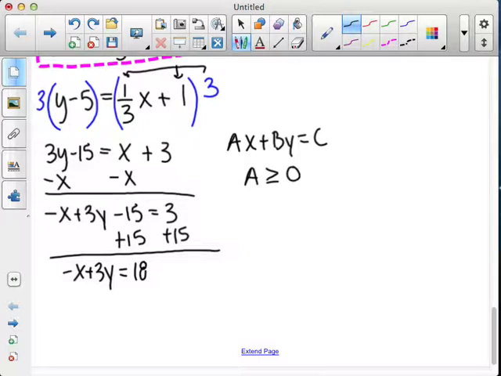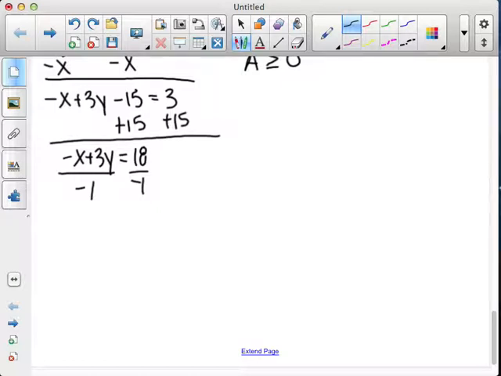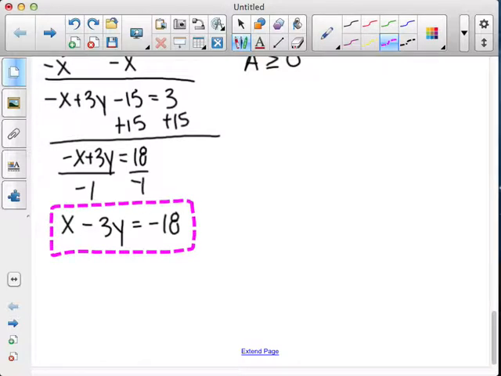How do you get that to change? We got to either multiply by negative 1 or divide everything by negative 1. That changes all the signs. This becomes positive x minus 3y equals negative 18. Done. No fractions, no decimals. X and y are on the left, my constants on the right. My a value is positive. This is my answer in standard form. So there's standard form.